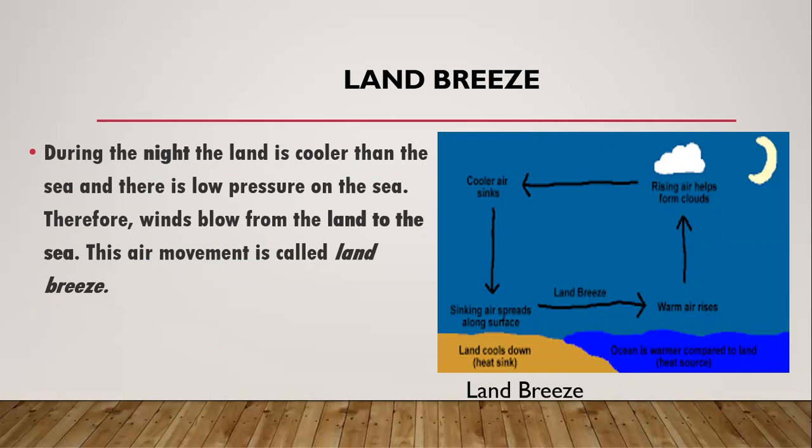You see there is a rise of warm air, and as the rising air is cooled it forms clouds, and it flows from the sea to the land. After some time the cooler air sinks, and then the sinking air splits along the surface, then gets back to the sea during the other time. So those basically are the two types of air or wind movements, which are the sea and the land breeze.